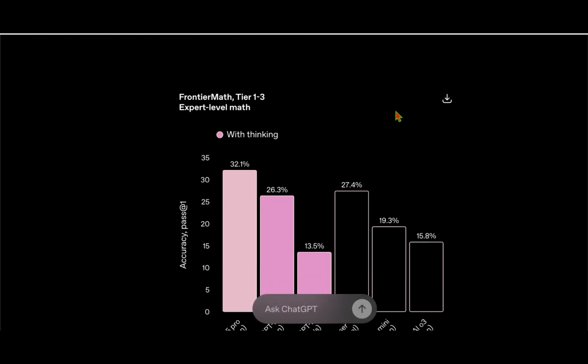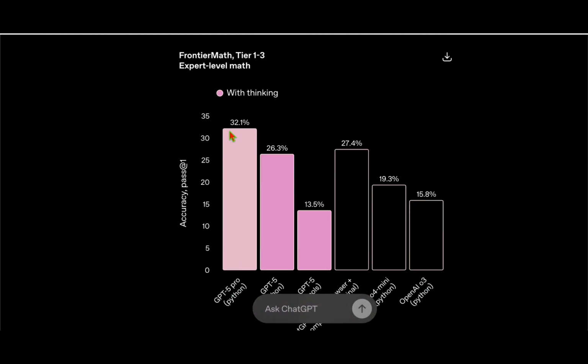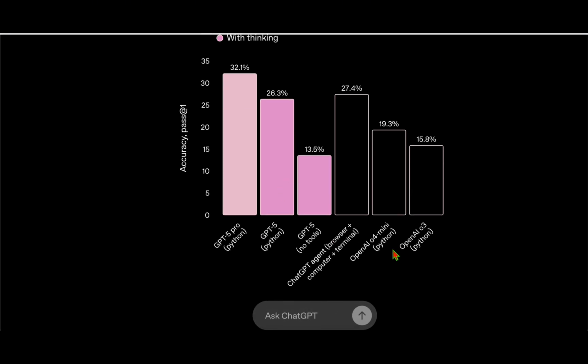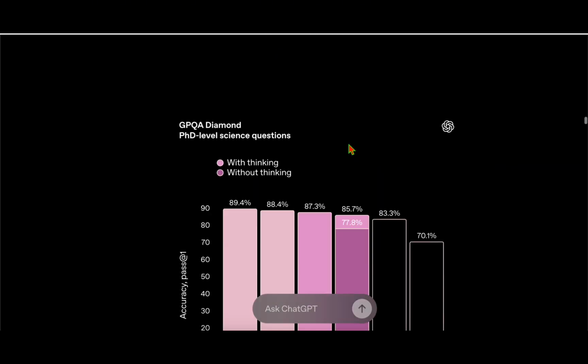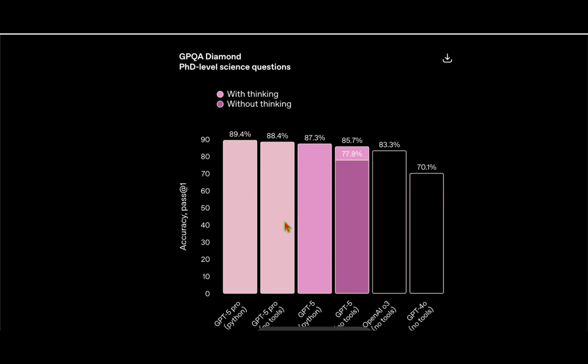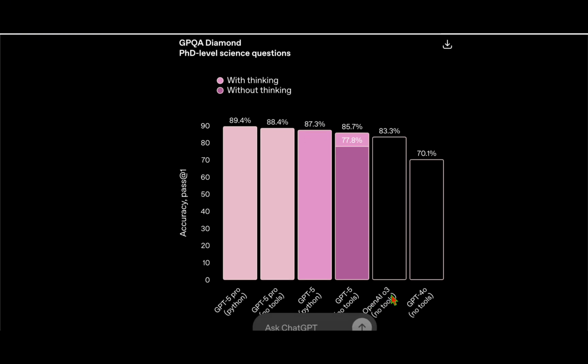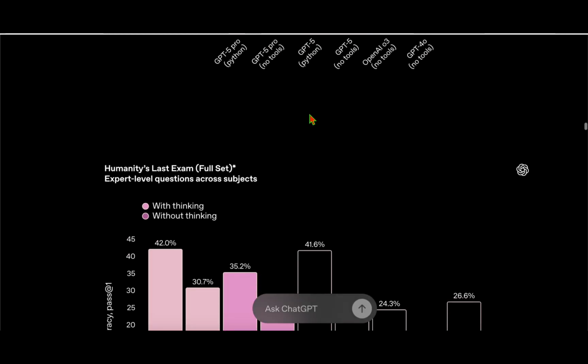Next comes expert level math. See that again, GPT-5 Pro is 32.1. That's way higher than the other models. For example, OpenAI O3 is just 15.8, and this is more than double that. And with Harvard MIT Mathematics Tournament, you can again see GPT-5 Pro is 100%. And PhD level science questions, you see that GPT-5 Pro is better than all its predecessors, like GPT-4o and OpenAI O3. It has hit 89.4.